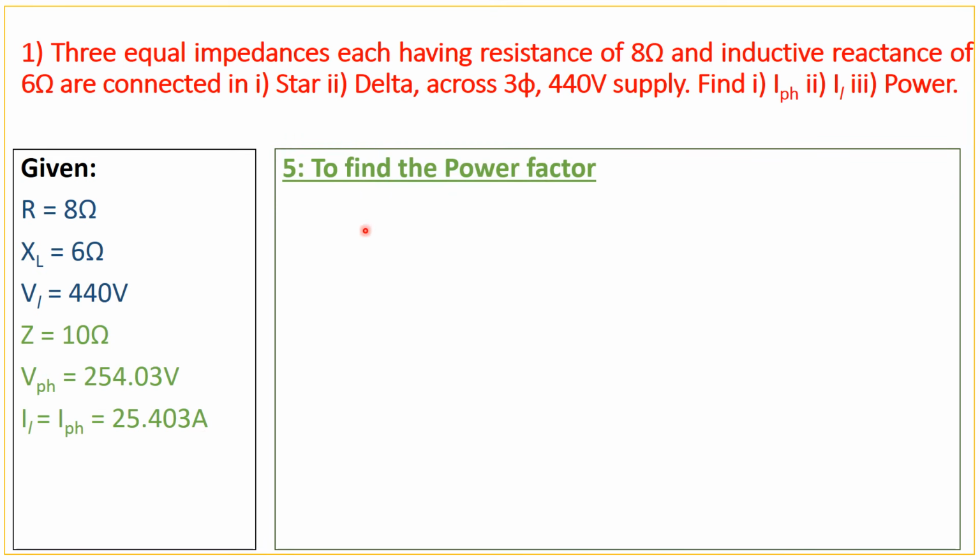Next is to find the power factor. So cos phi is equal to R by Z. R is given, Z we have found out. Therefore cos phi is equal to 8 by 10, which is nothing but 0.8. And remember students, this is an inductive circuit. Therefore the power factor will be lagging.